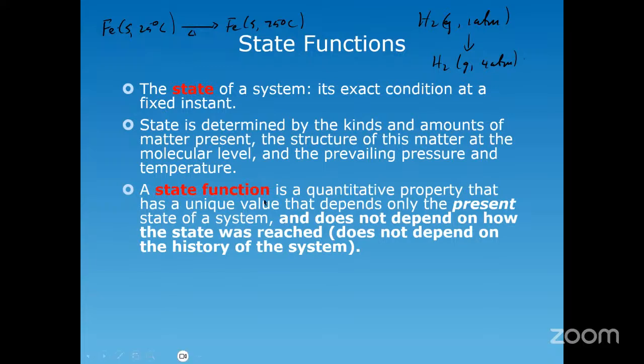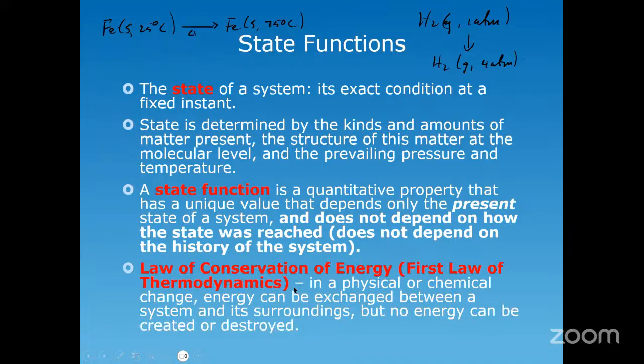Now, a state function is a quantitative property that has a value that depends only on the present state of the system and does not depend on how the state has been reached. In other words, it does not depend on the history of the system.